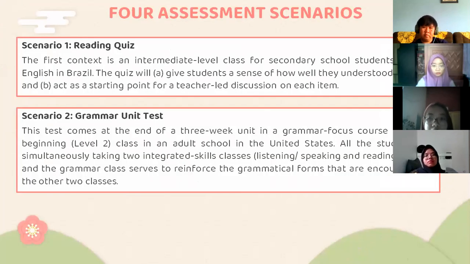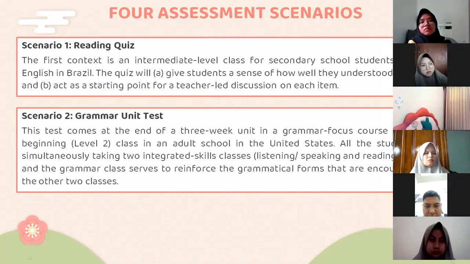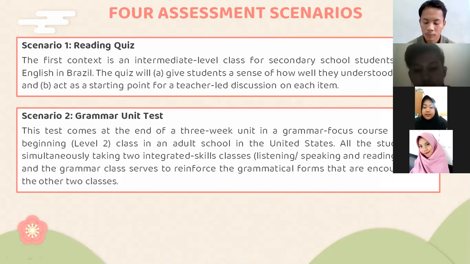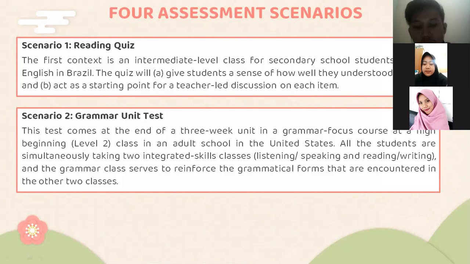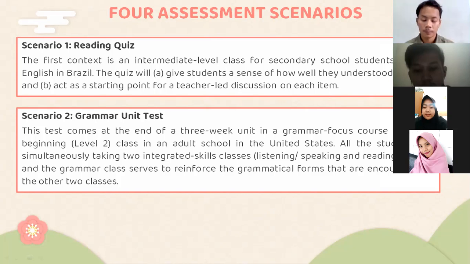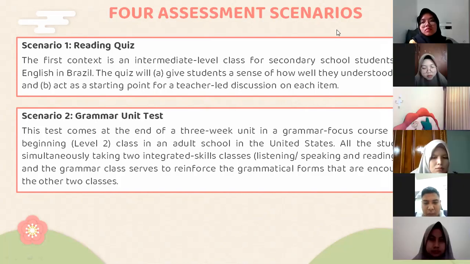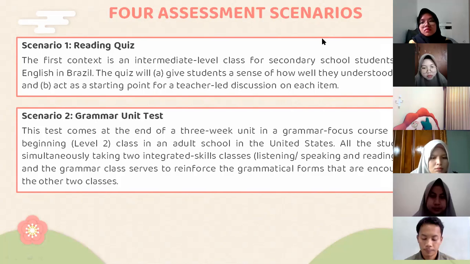Okay, in this chapter, there are 4 scenarios. The first, scenario 1, is for the reading quiz. The reading quiz is for secondary school students who are learning English in Brazil. And scenario 2 is for a grammar unit test. It is delivered at the end of a 3-week unit in a grammar-focused course at a high beginning level class in an adult school in the United States.